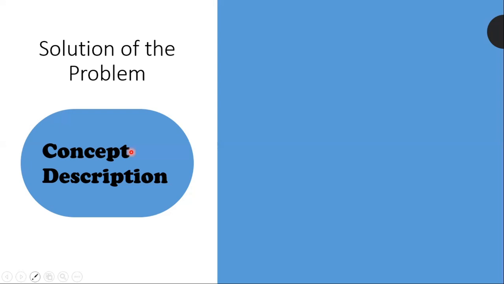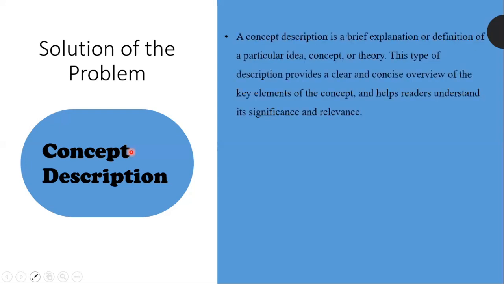So we are just adding another word, which is description, right? Very simple. So when we talk about concept description, it's a brief explanation or definition of a particular idea, concept, or theory. This type of description provides a clear and concise overview of the key elements of the concept and helps readers understand its significance and relevance.